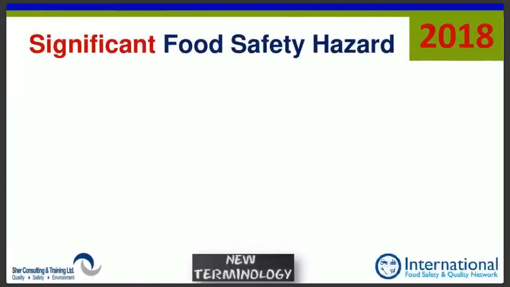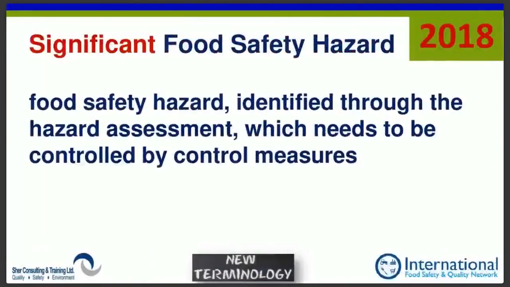New 2018 term is significant food safety hazard. And what it says is that a significant food safety hazard is a food safety hazard identified through the hazard assessment, which needs to be controlled by control measures. This is the classical concept, it was always there, but it didn't have a name. Our risk assessment always said that when we do a risk assessment, we identify our hazards, and then we choose which ones of them are significant and which ones are not. So now it has a name.